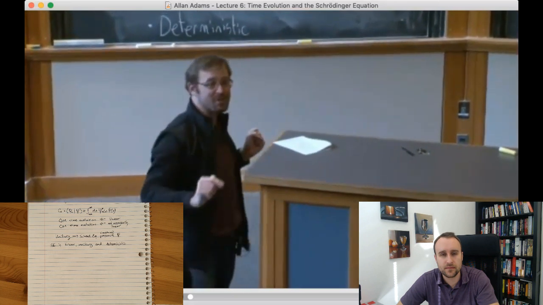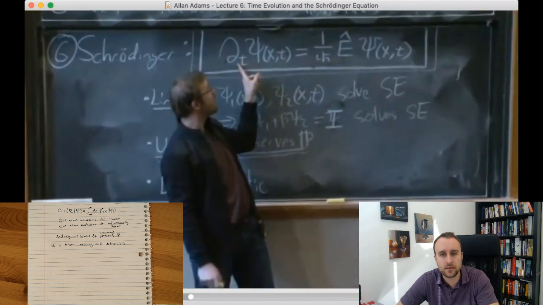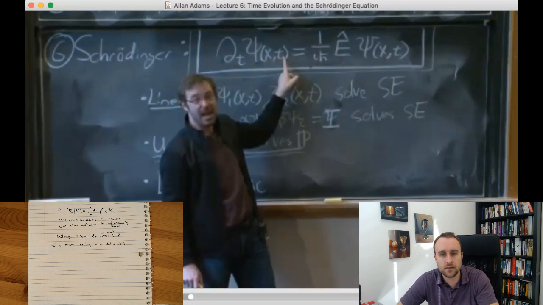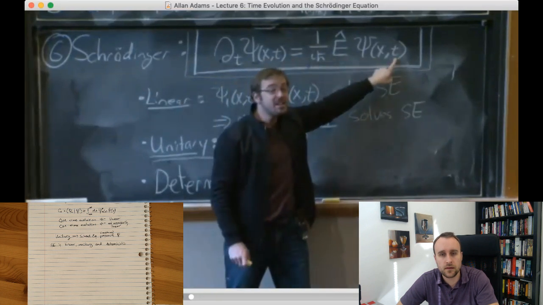No, unfortunately, it's not the case. We'll see counterexamples of that. The wave function, the energy operator, let's see what this equation says. What this says is the time rate of change of the value of the wave function at some position at some moment in time is the energy operator acting on psi of x and t. But I didn't tell you what the energy operator is.